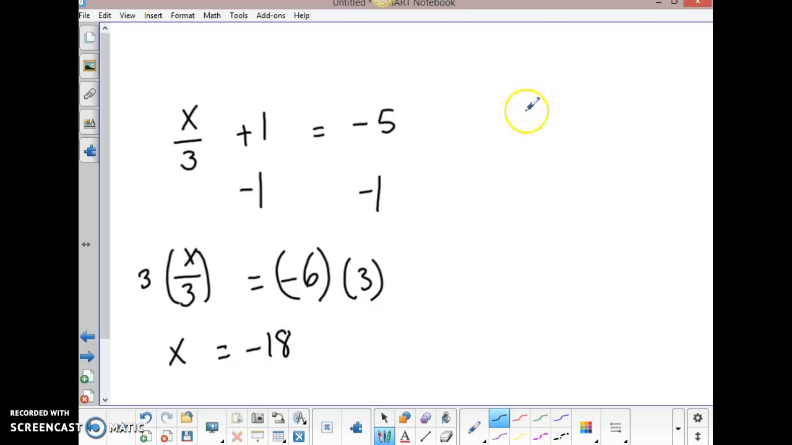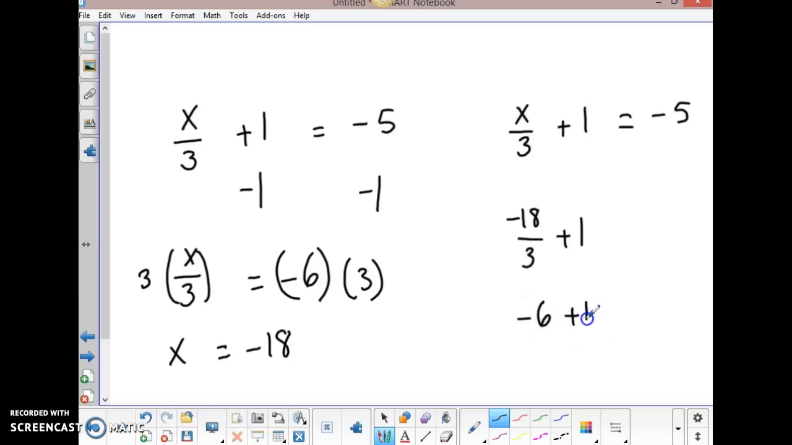Now let's check our answer. Our original equation was x over 3 plus 1 equals negative 5. So let's plug our solution, which is negative 18, in place of the x, divided by 3 plus 1. What's negative 18 divided by 3? Well, that's negative 6. Plus 1 does give us negative 5. So our answer must be correct.